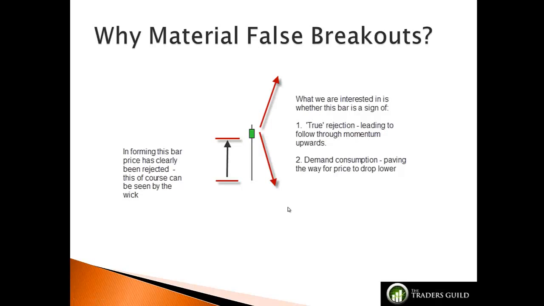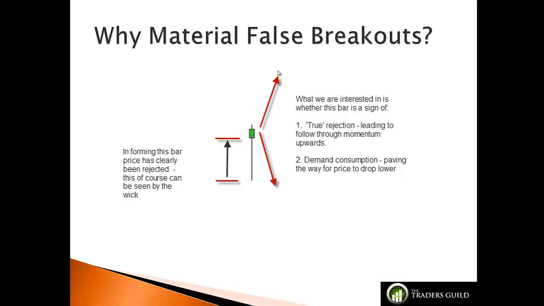And one of the ways we can conclude that a bar is more likely to be true rejection rather than demand consumption is the size of the false breakout, okay, as well as the preceding price movements into the false breakout. A very strong downtrend and a tiny false breakout, for example, is more likely to be telling us that this bar is just demand consumption paving the way for a move down, okay. A sideways moving market and a materially sized false breakout that just stands out in terms of rejection is more likely to be true rejection and signal follow through momentum back up, okay?